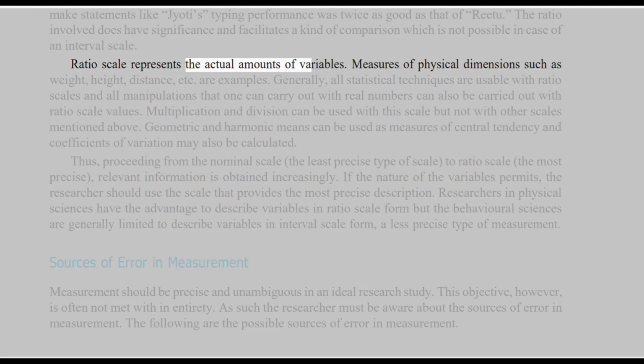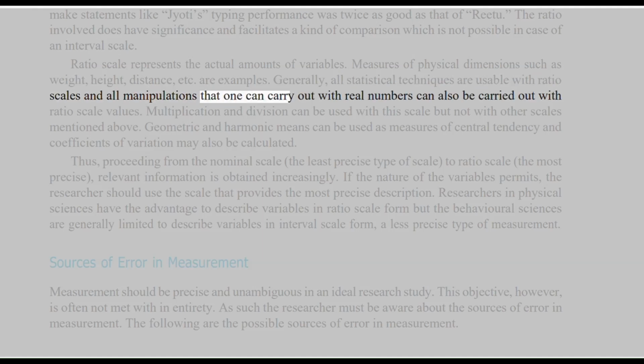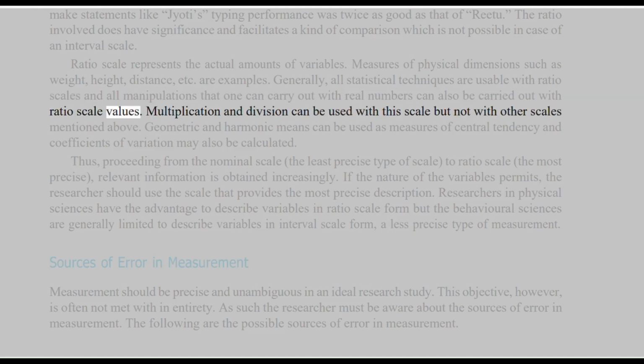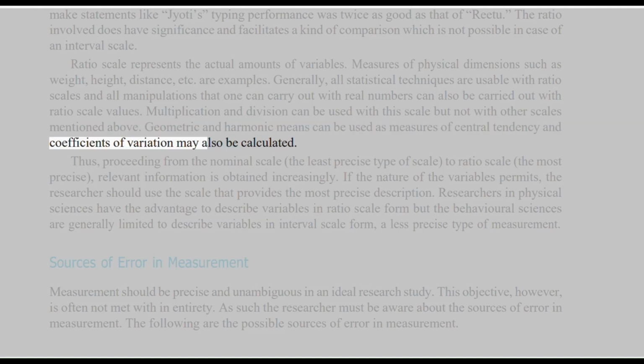Ratio scale represents the actual amounts of variables. Measures of physical dimensions such as weight, height, distance, etc. are examples. Generally, all statistical techniques are usable with ratio scales, and all manipulations that one can carry out with real numbers can also be carried out with ratio scale values. Multiplication and division can be used with this scale but not with other scales mentioned above. Geometric and harmonic means can be used as measures of central tendency, and coefficients of variation may also be calculated.